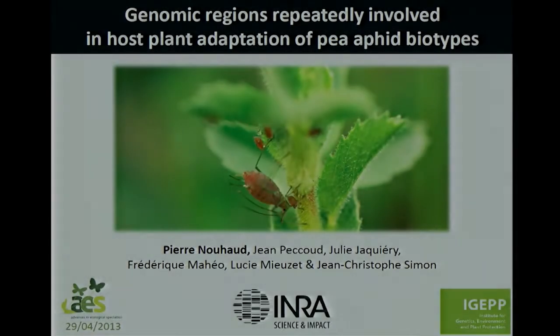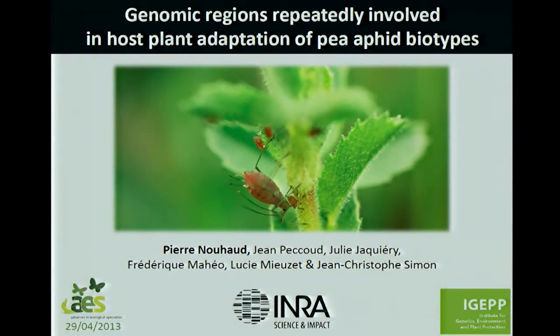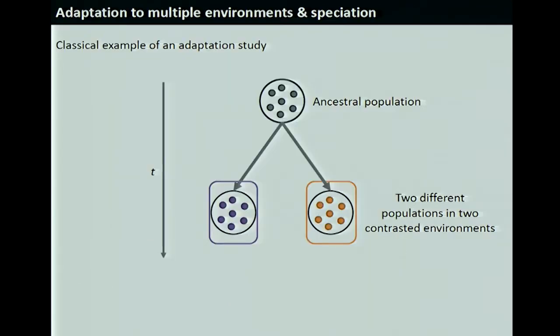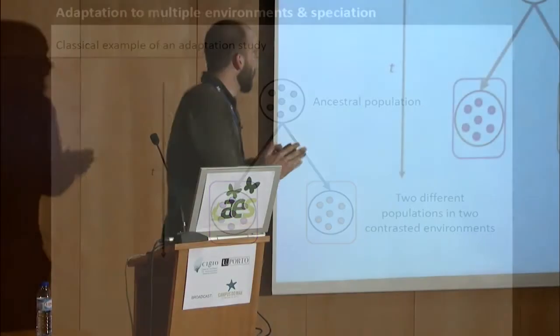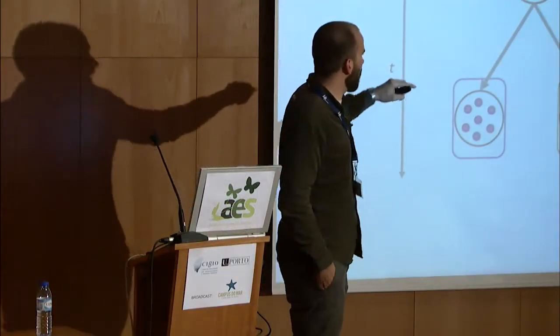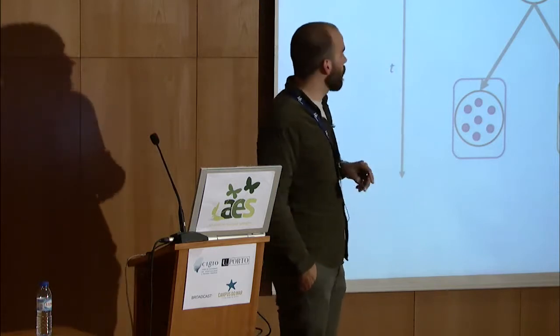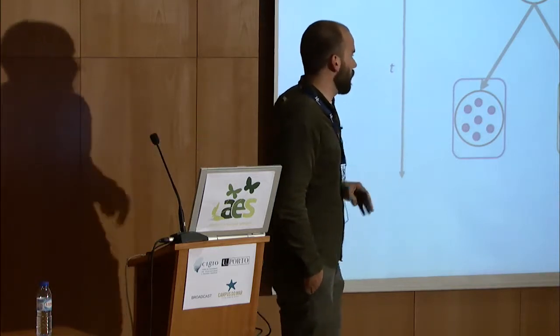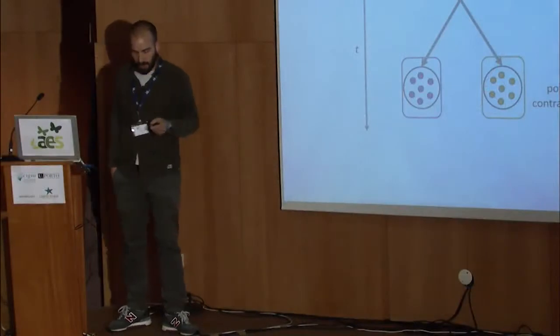Hi, my name is Pierre Nouveau, and I will present you very first results suggesting that genomic regions could be repeatedly involved in host plant adaptation in the pea aphid complex. So here is a classical study case: two different populations that have evolved from an ancestral population in two different, two contrasted environments.